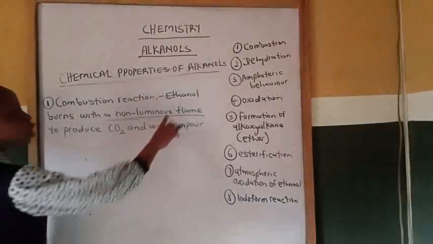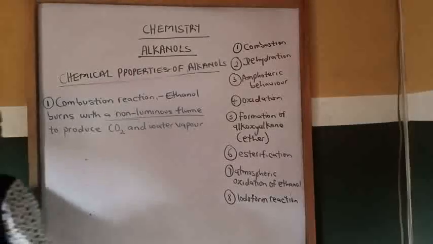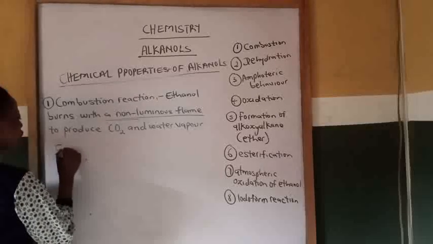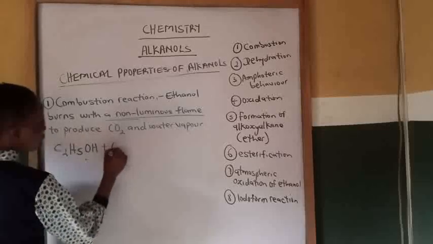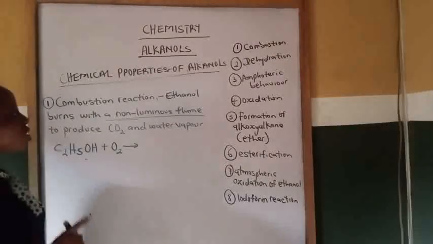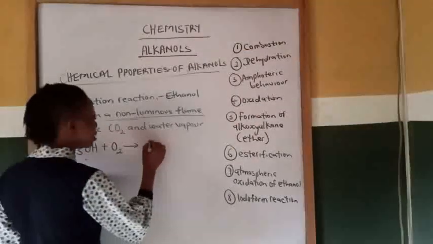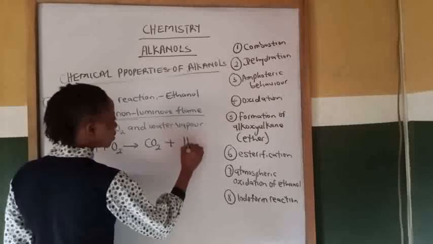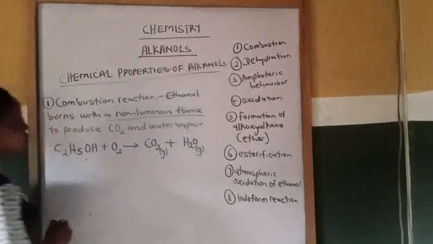So let's see the chemical reaction between ethanol and oxygen, which is combustion reaction. The molecular formula for ethanol is C2H5OH, plus oxygen. Don't forget that I said the reaction between any organic compound and oxygen will give us carbon(IV) oxide and water vapor. So our product is carbon(IV) oxide and water vapor.